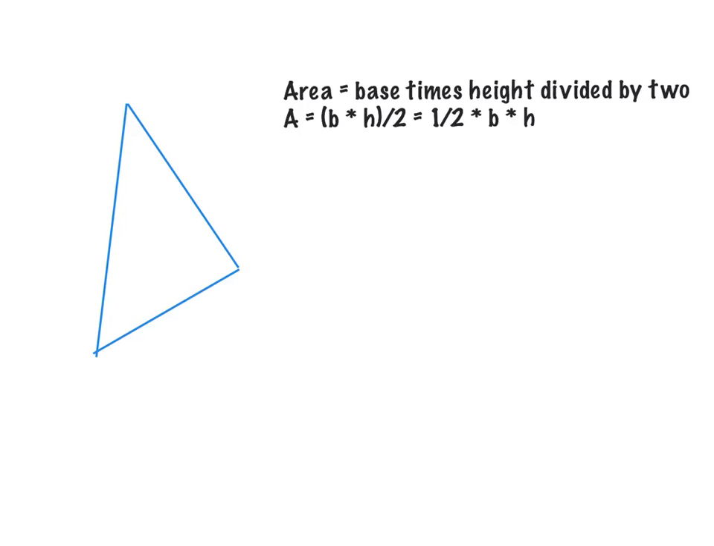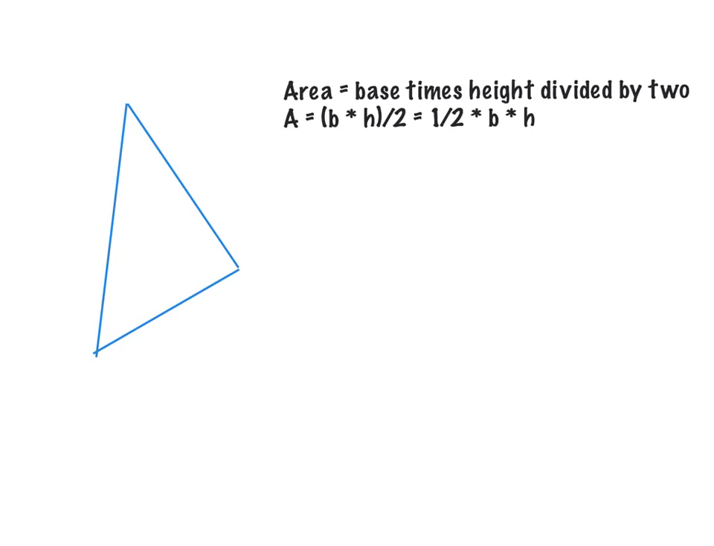Welcome. Here's a triangle. I'd like to be able to find the area of it. To do that, I need a formula. The formula that we're going to be using is that the area equals the base times the height divided by 2. You can also write that as base times height and then divide by 2, or you can use 1/2 times base times height. Those are two equivalent ways to find the area of a triangle.